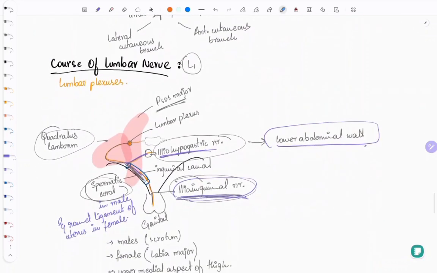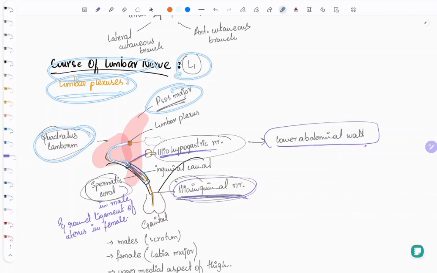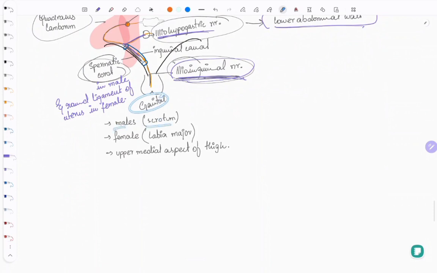Now moving on to the course of the lumbar nerve, which arises from the lumbar plexus. The L1 extends behind the psoas major and quadratus lumborum and then courses forward, dividing into the iliohypogastric nerve and the ilioinguinal nerve. The iliohypogastric supplies the lower abdominal wall, and the ilioinguinal nerve extends within the inguinal canal along the spermatic cord and round ligament of the uterus and supplies the genitalia, the scrotum in males and labia majora in females. It also supplies the upper medial aspect of the thigh.